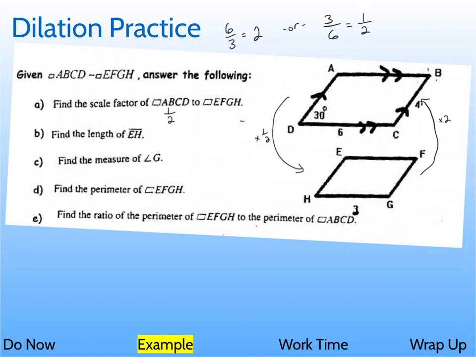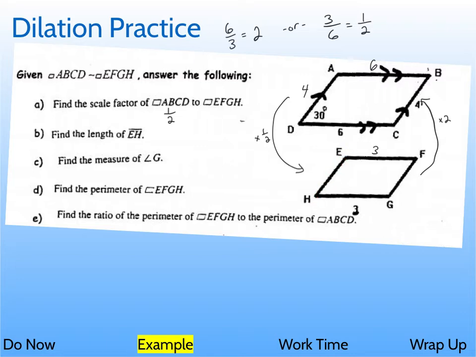Now let's find the length of EH. One thing that's super important is that parallelograms have opposite sides congruent. So if you look at it here, we have 6 here, that means this is a 6 up top. And 4 on the right side, that means this is also 4. And likewise, here we have a 3 on the bottom, which makes this 3 on the top. We're going to find EH in a second. So here's how you find EH.